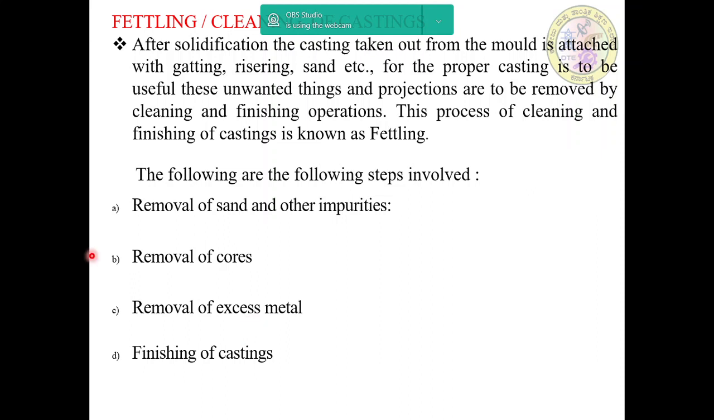Finally, we'll go for the finishing of castings. Finishing is carried out to smoothen parts of the casting where gates and risers were attached, and also to improve the surface finish and appearance of the casting. Different finishing operations like grinding, polishing, buffing, etc. are used for the purpose.